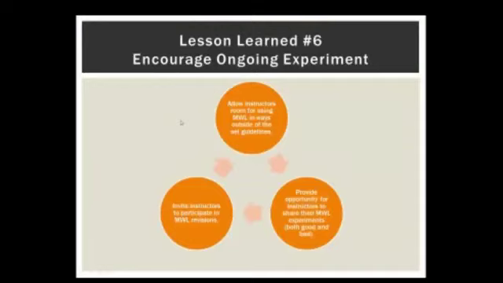The next lesson that we learned is to encourage experiment. Sometimes I think we worry that if we do something and it doesn't work, we're going to see that as a failure, instead of, okay, here's what we learned, what can we do from here? And especially with adjunct instructors, I think they are already nervous about what they're doing in their classes. They might not feel like they can do something new and different.